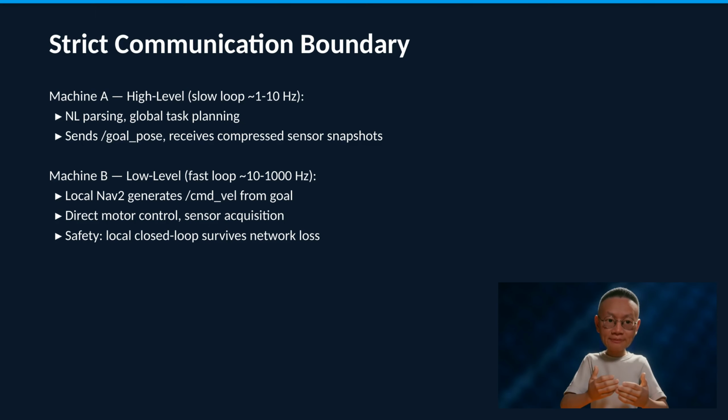We maintain a strict communication boundary between machines. Machine A handles high-level decisions at a slow loop of roughly 1 to 10 Hz.